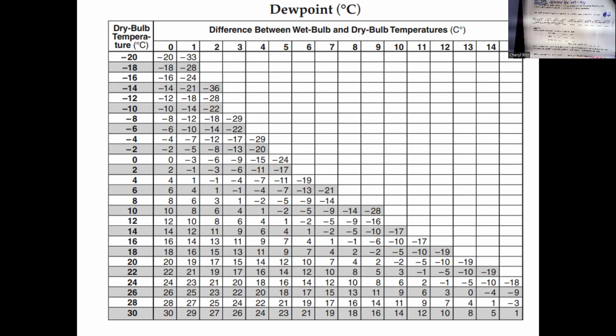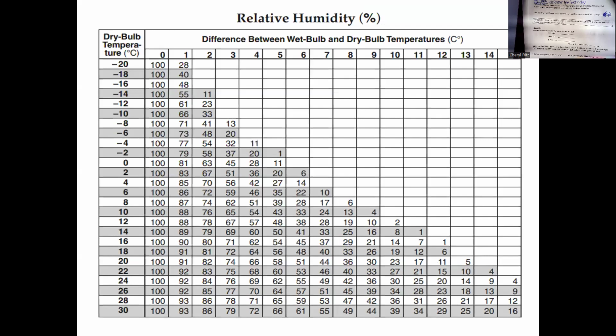Relative humidity works exactly the same way. The charts are the same. So again, it still says difference, still says dry bulb, but you'll see very different numbers on the inside.